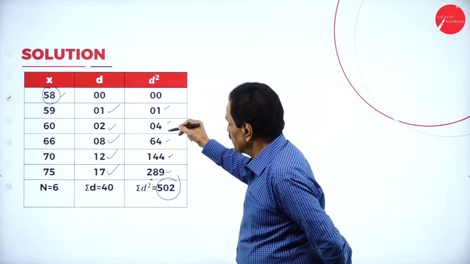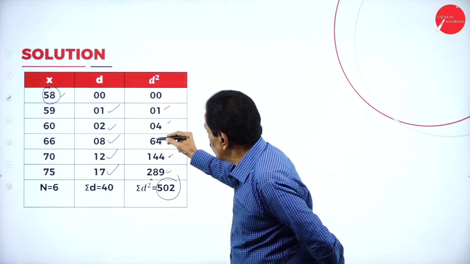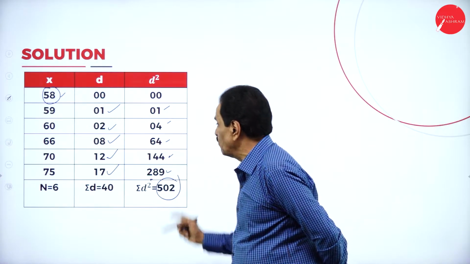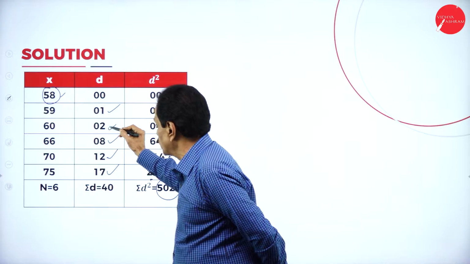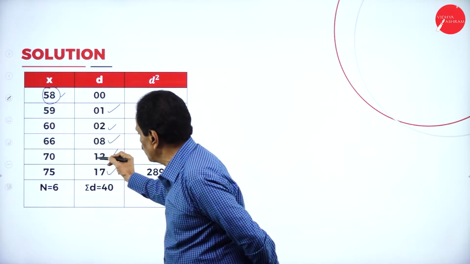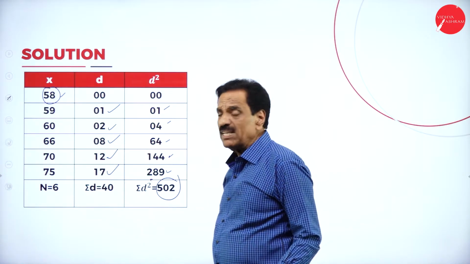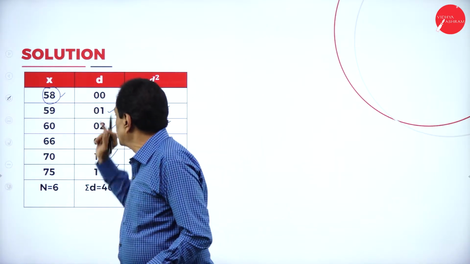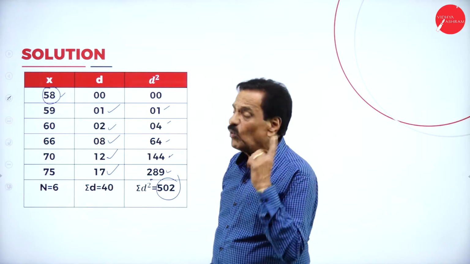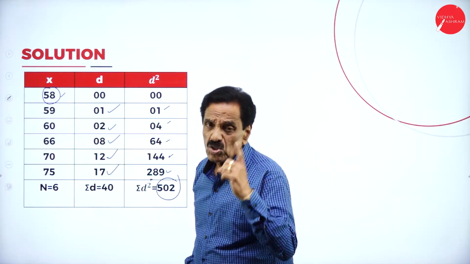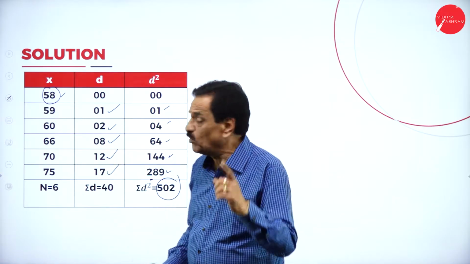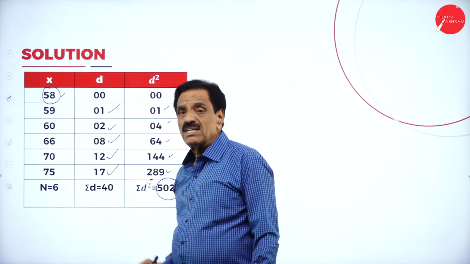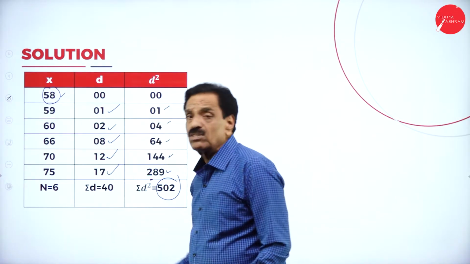1 plus 4, 5, plus 64, 69, plus 144, 213, plus 289, 502. And sigma d is 40. How have I taken? I have taken 58 as the base, assumed as 0. 59, how much more? 1 more. 60, how much more? 2 more. 66, how much more? 8 more. 70, how much more? 12 more. 75, 17 more. Totally it will equal 40.